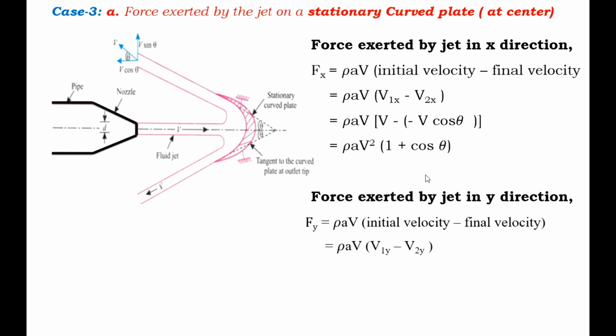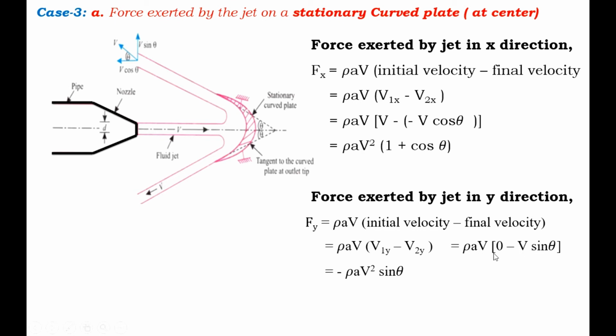Now find out the force exerted by the jet in the y direction. Fy is equal to rho a v, again in bracket initial velocity minus final velocity. The initial velocity in the y direction is 0 and the final velocity is v sin theta. If you simplify this, we get minus rho a v square sin theta. The negative sign indicates that the force is acting in a downward direction.